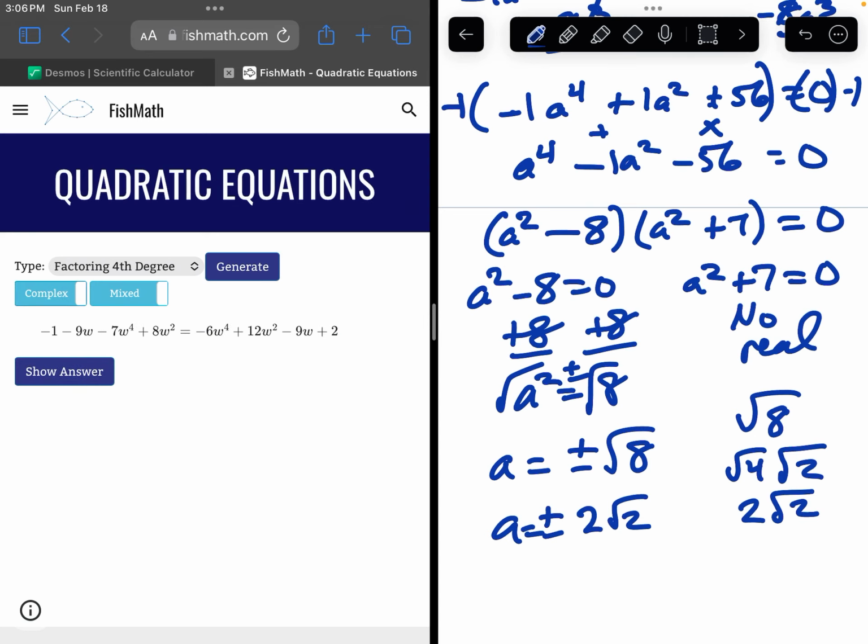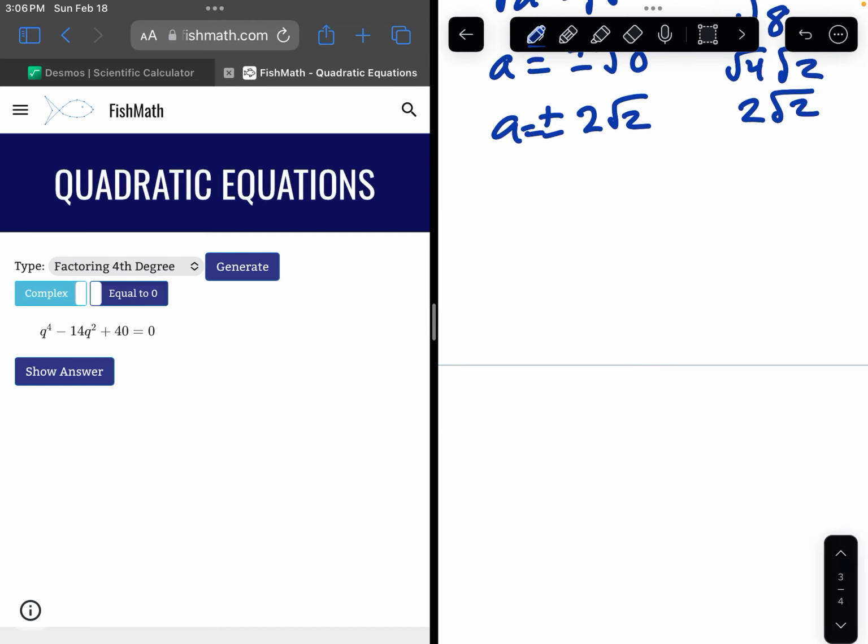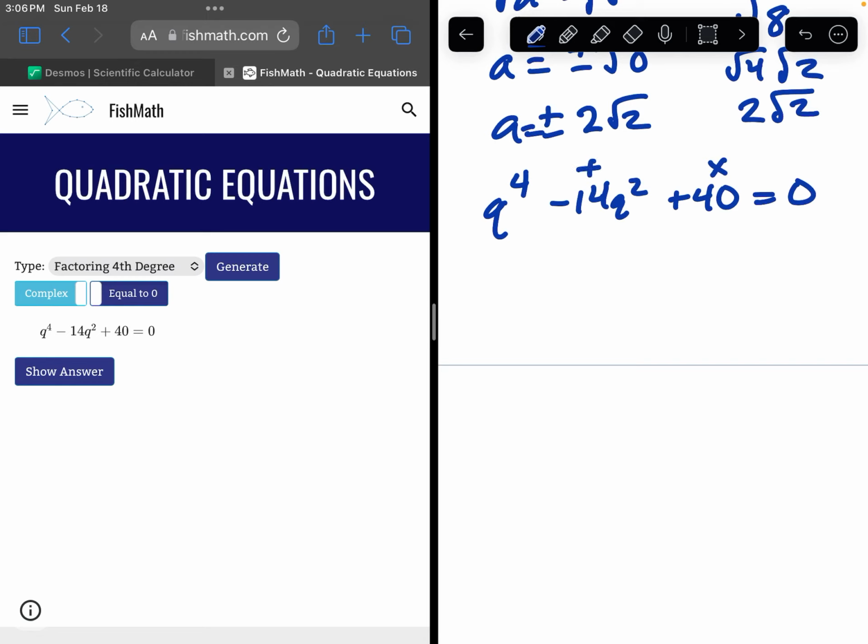If we want to go complex here, I'm going to turn off this just to make it a little bit easier on myself. Not that I can't do it, but just to make it a little bit easier. q to the fourth minus 14q squared plus 40. So now I'm saying complex answers are okay. So we're going to see some i's show up if needed, when needed.